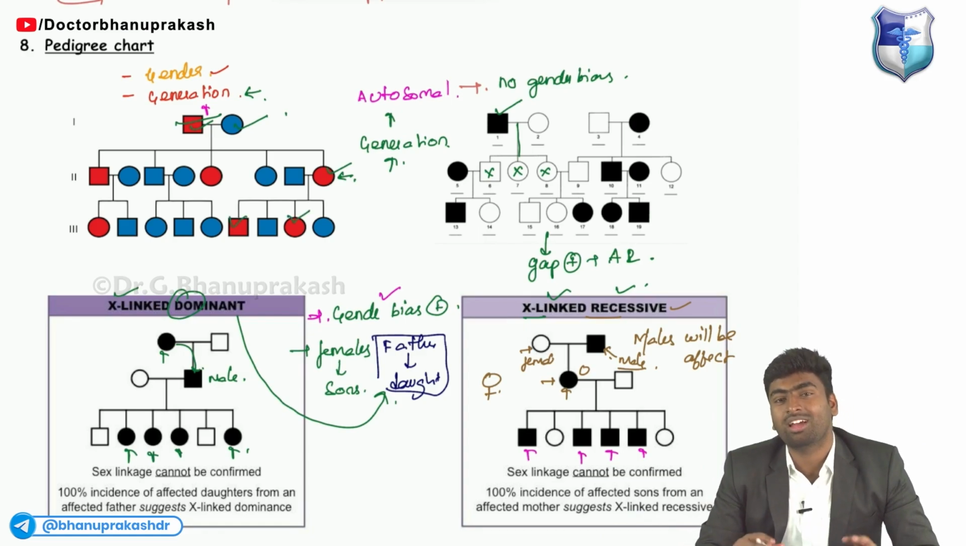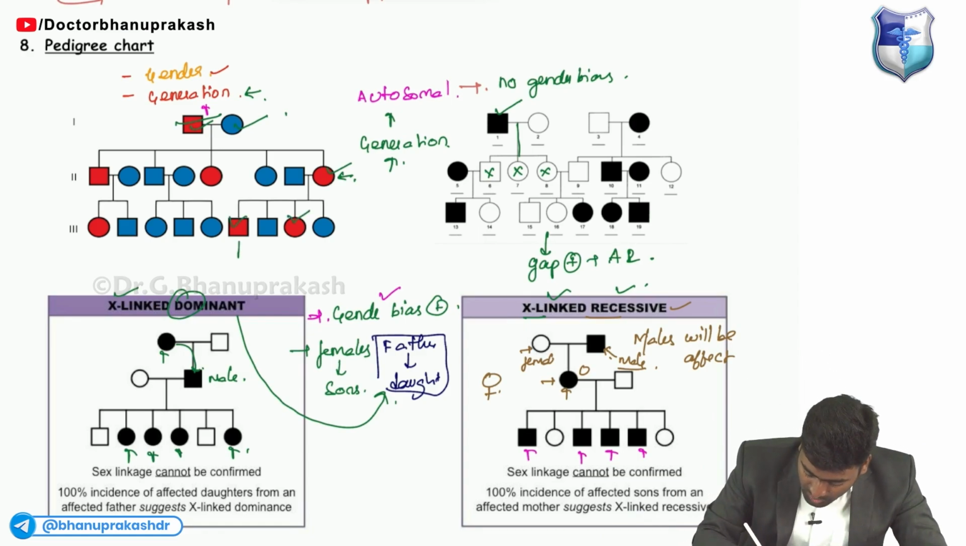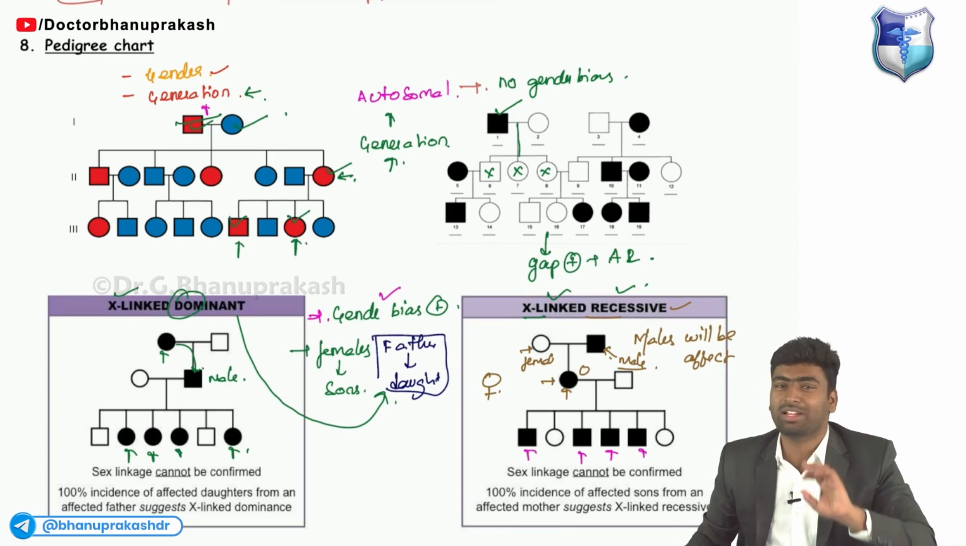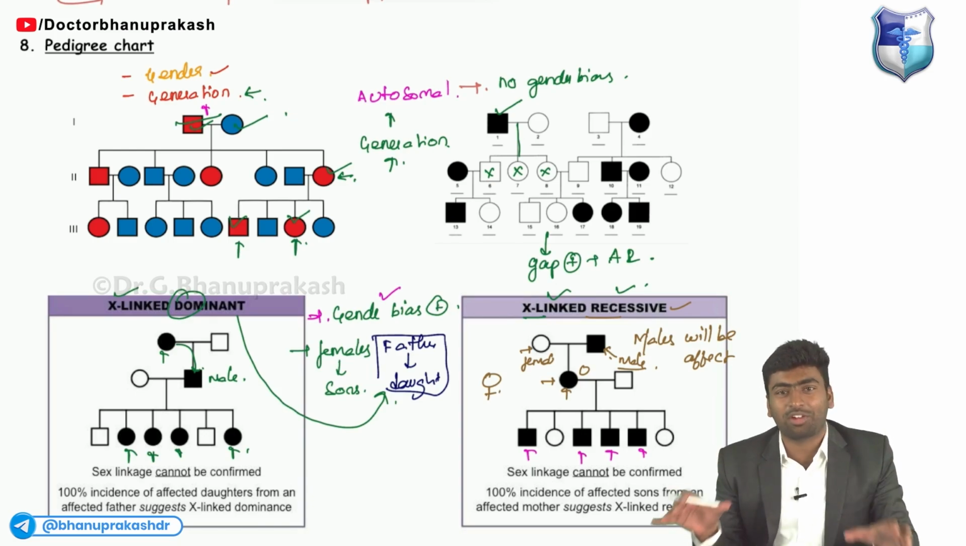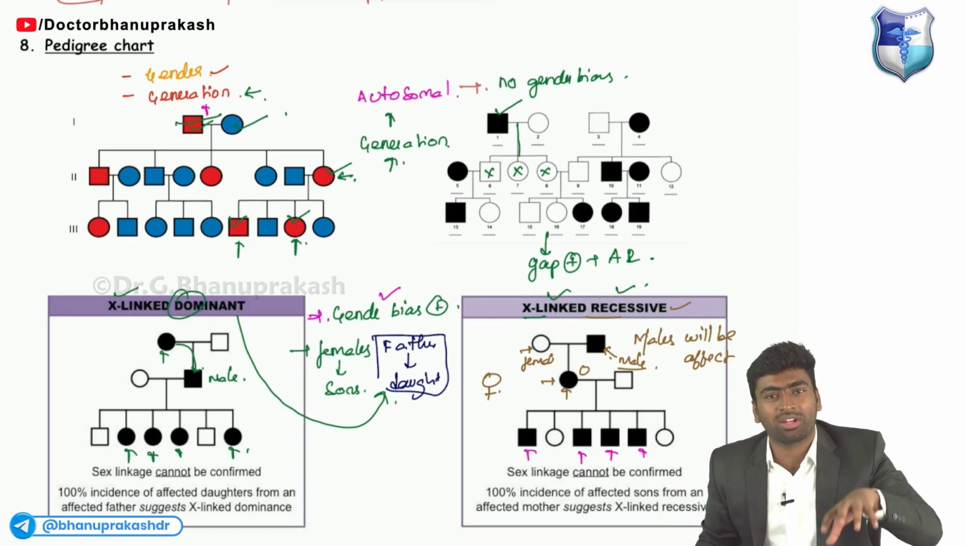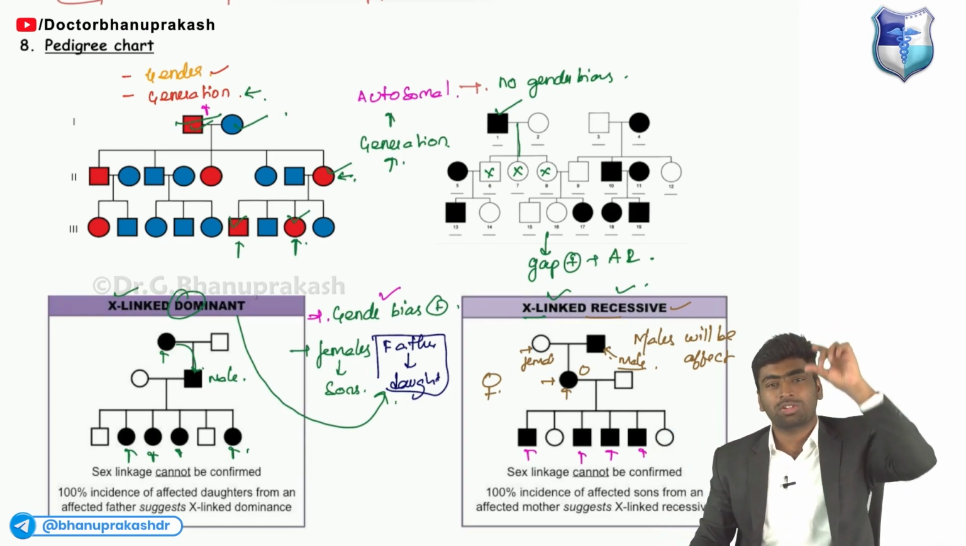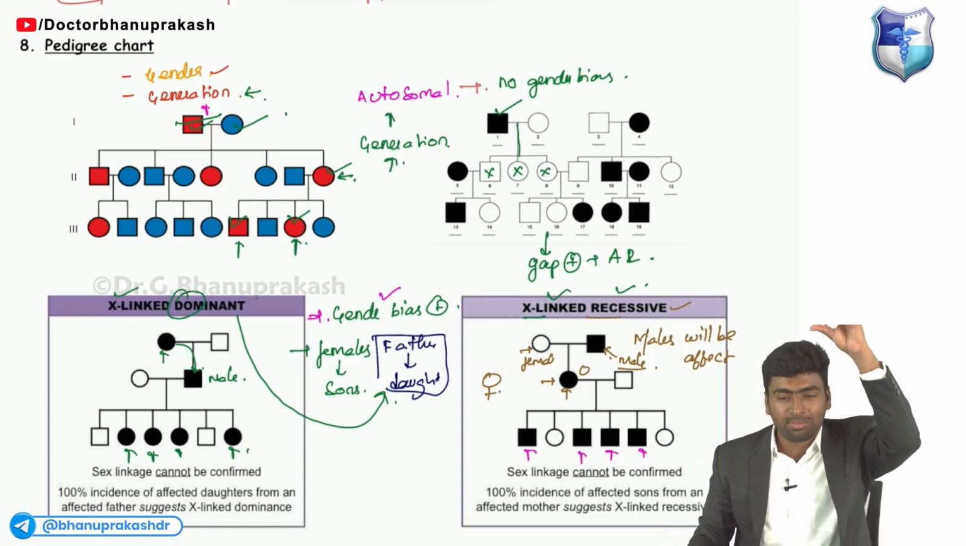So this will be passed to the next generations, and both males and females are affected; you won't see only females or only males. So in the case of autosomal dominant, it passes from one generation to all generations. Your junior, your super junior, all of them will be affected.